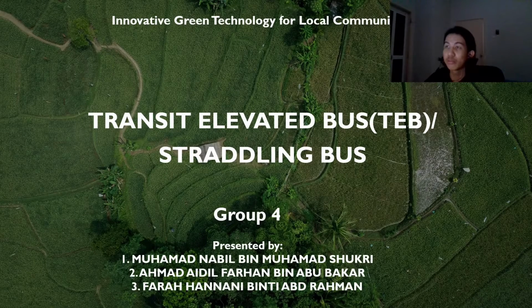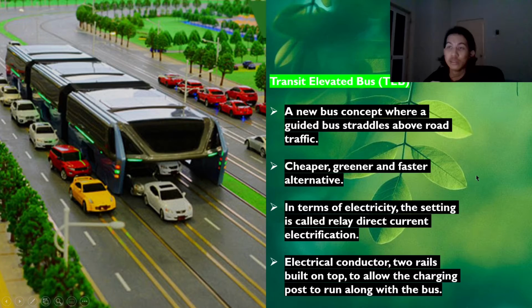So our concept of innovative green technology for local communities is the transit elevated bus, also known as the trading bus. The transit elevated bus is a bus concept where a guided bus travels over road traffic. As you can see in the picture, the bus kind of hovers over the road and doesn't interfere with the road traffic. The trading bus is a cheaper, greener and faster alternative compared to a regular bus.